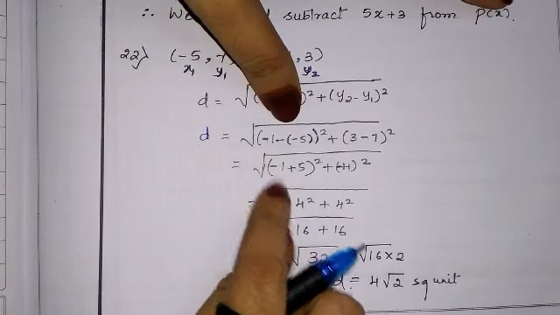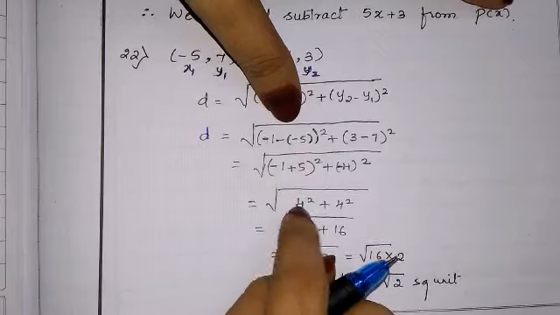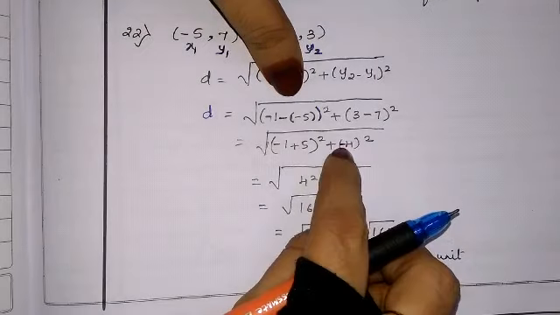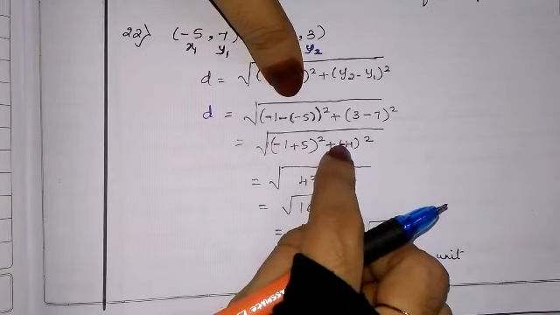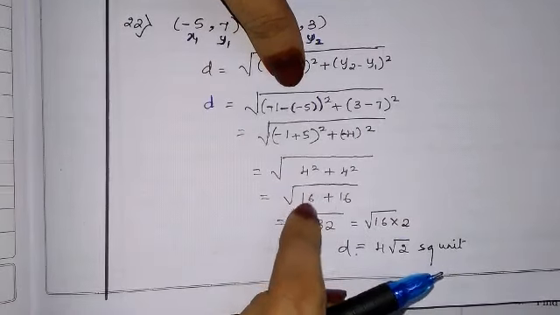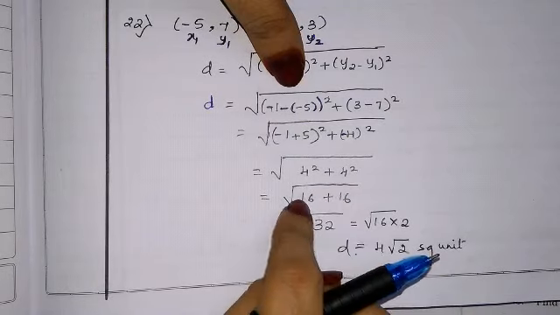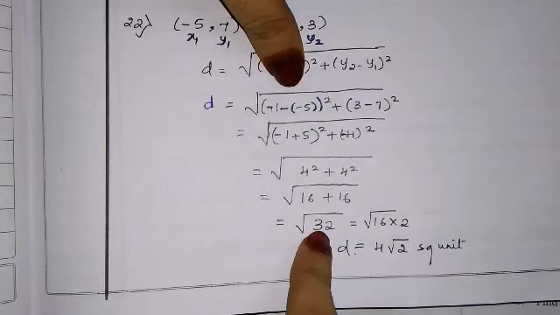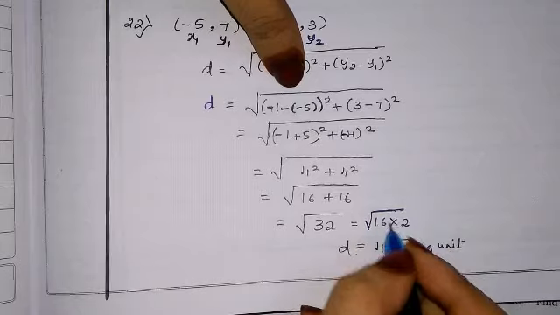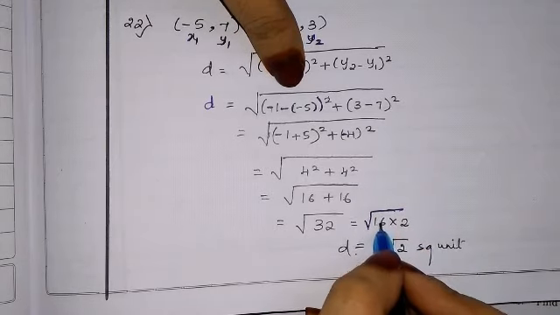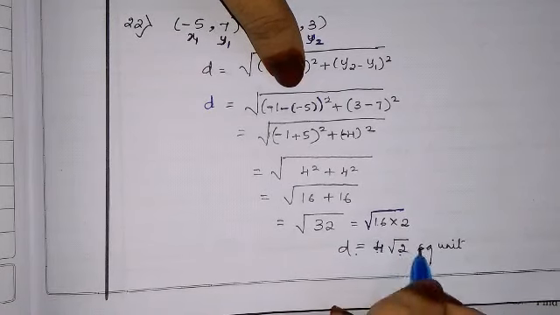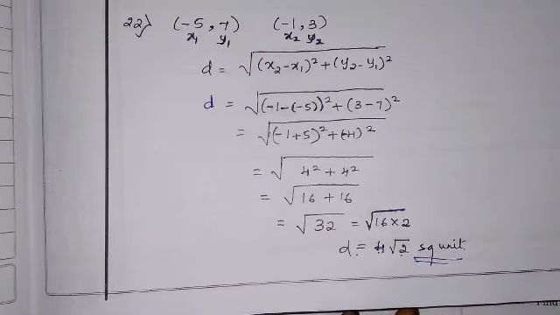Now minus 1 plus 5 is 4, so 4 square as it is, plus minus 4 square is 4 square only. When there is a square, there is no minus sign, because minus to the power square is positive. So 4 square is 16, 4 square is 16. 16 plus 16 is root 32. Root 32: we know that 16 twos are 32. 16 is a perfect square of 4, so root 16 is 4. 2 will be as it is inside the root. So the answer is 4 root 2 square units. This is question number 22.